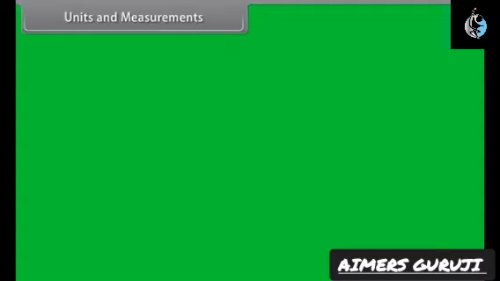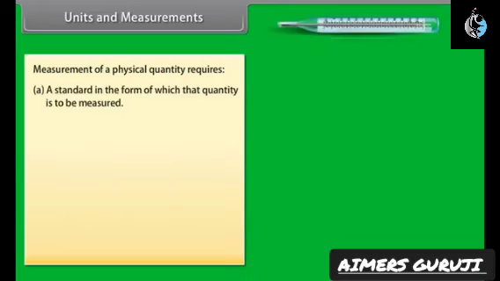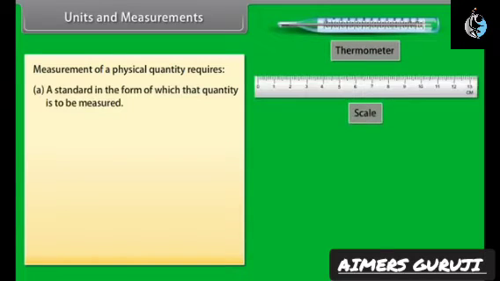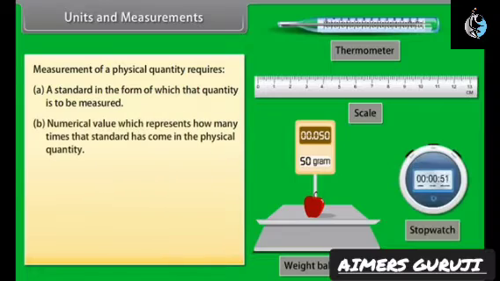Units and measurements. Measurement plays a very vital role in the study of physics. Measurement of a physical quantity requires, a, a standard in the form of which that quantity is to be measured, b, a numerical value which represents how many times that standard has come in the physical quantity.